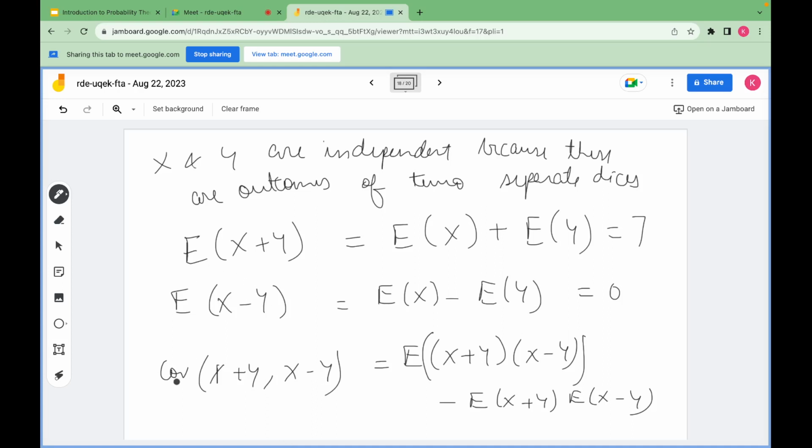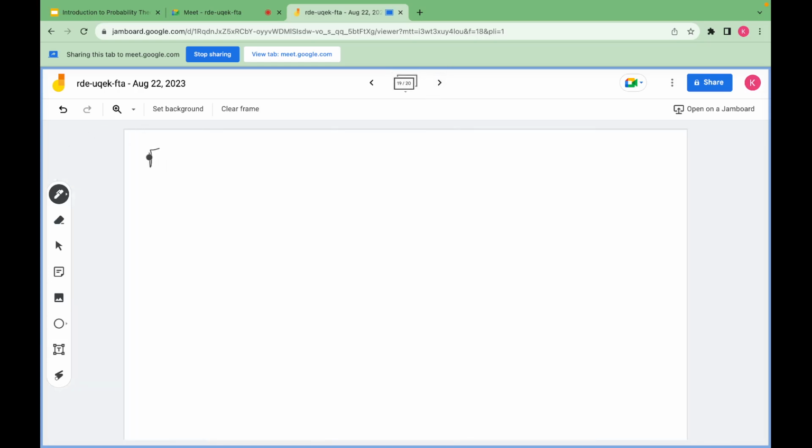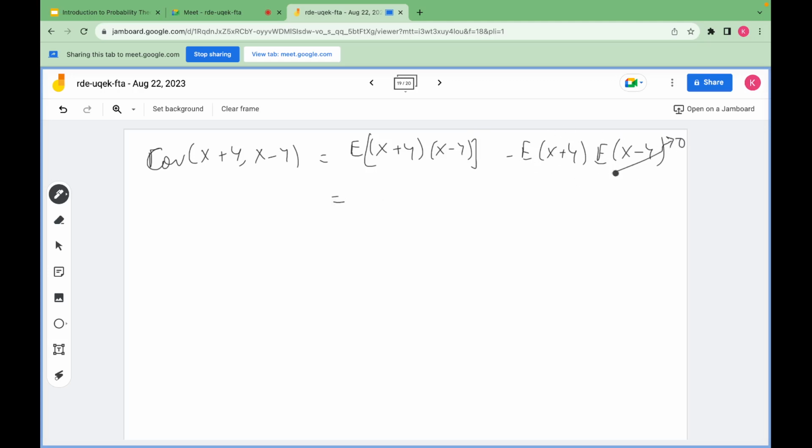Okay, this is from the property that covariance of x comma y is expectation of xy minus expectation of x into expectation of y. So using this property, we wrote this. But we wrote that covariance of x plus y, x minus y is expectation of (x plus y) into (x minus y) minus expectation of x plus y into expectation of x minus y. So this term is 0, so this whole will become 0.